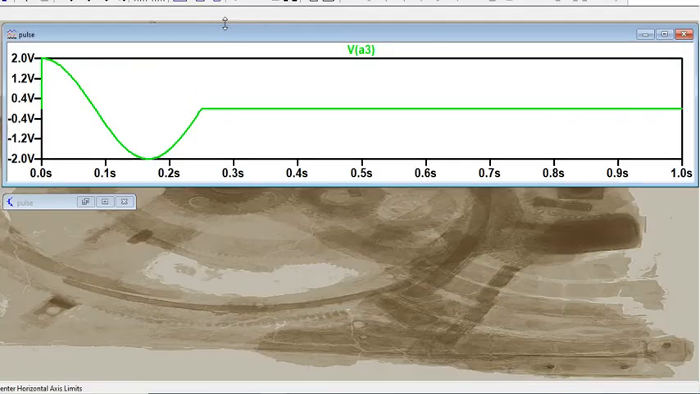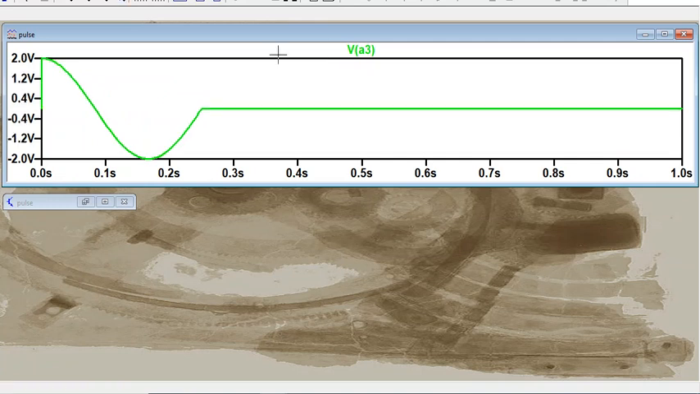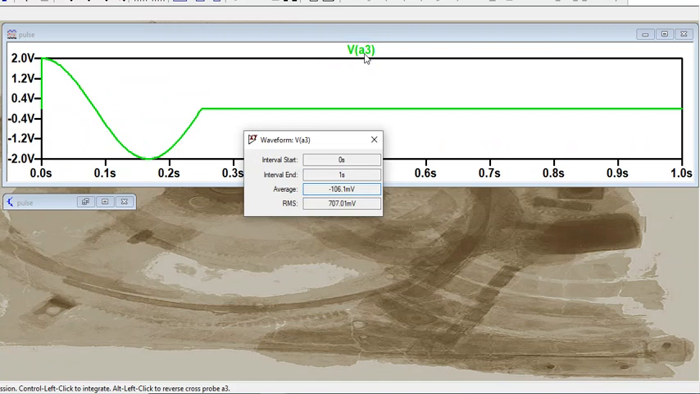So let's go back and see how close we were. Minus 106 millivolts. So that's pretty good. So that should get you through a lot of the homework. Take care.